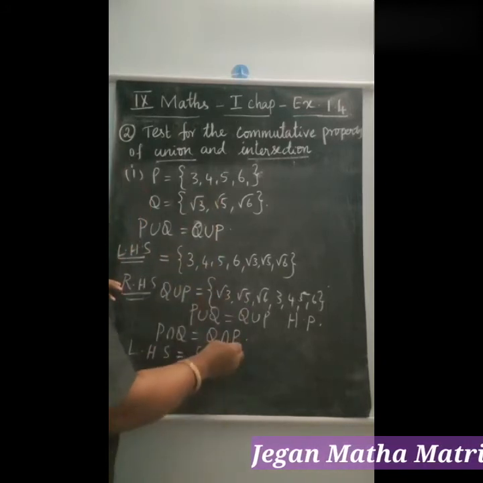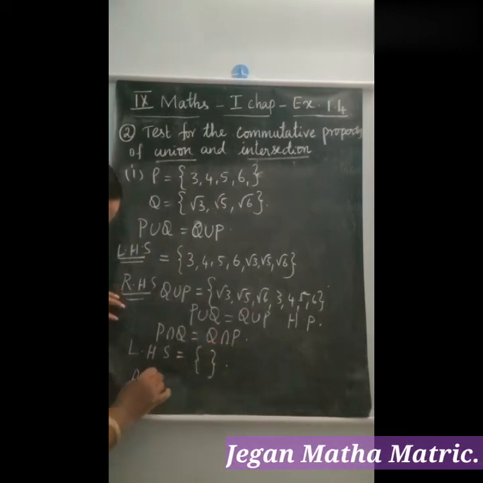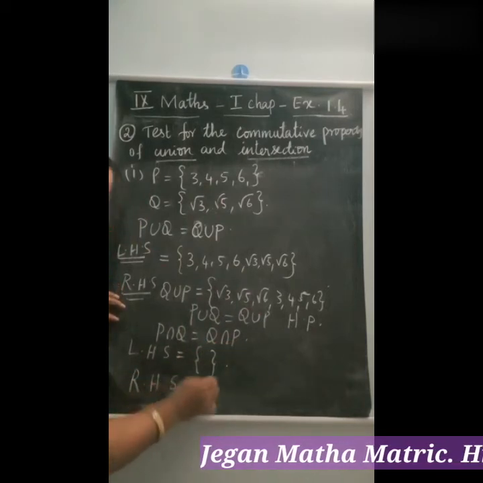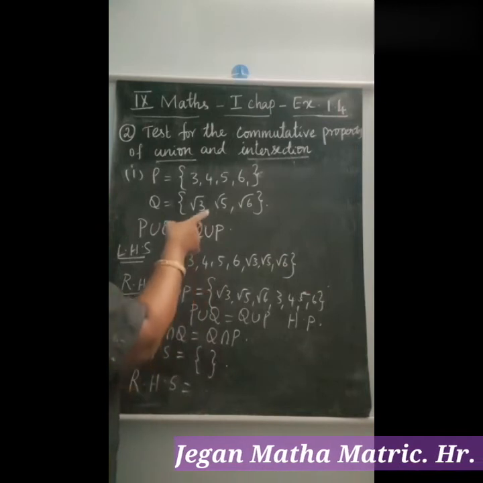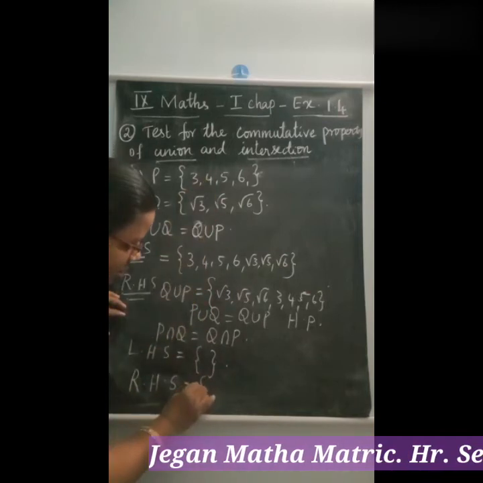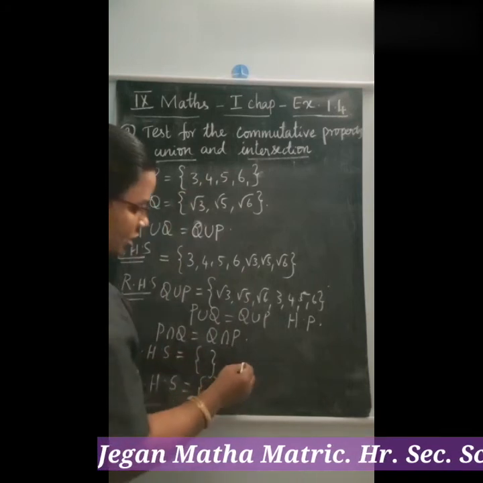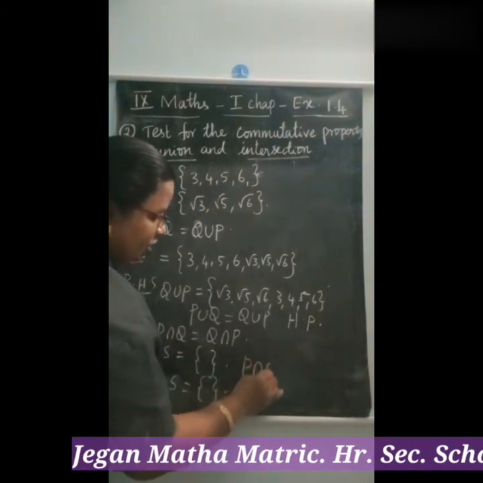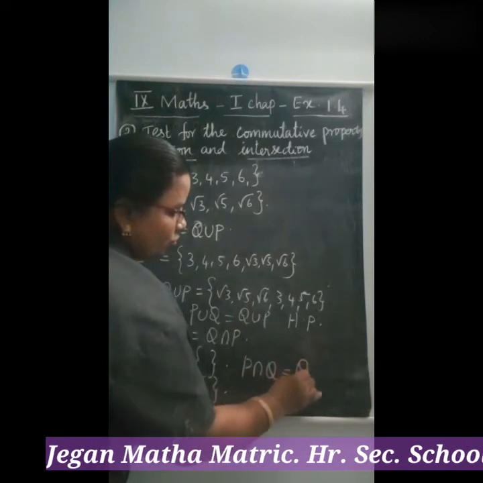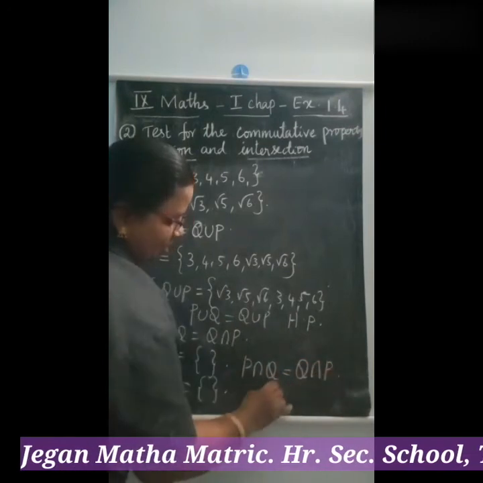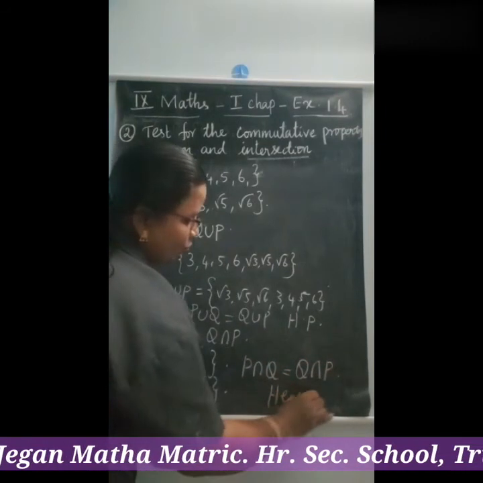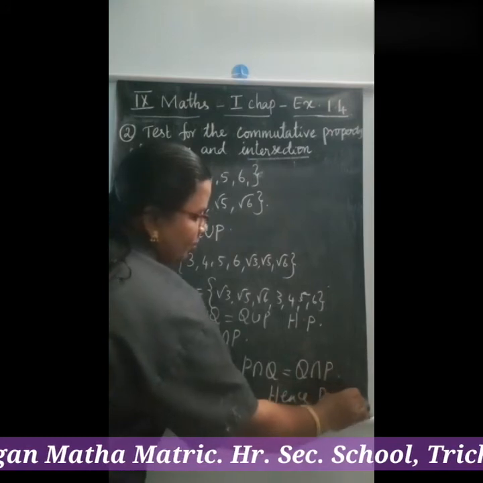So what is Q intersection P? That is RHS. In RHS also there is no common element for Q and P, so you have to take it as null set. So this is also proved. That is P intersection Q is equal to Q intersection P. So hence proved. Can you understand, ma?